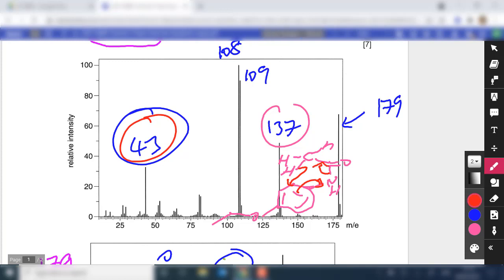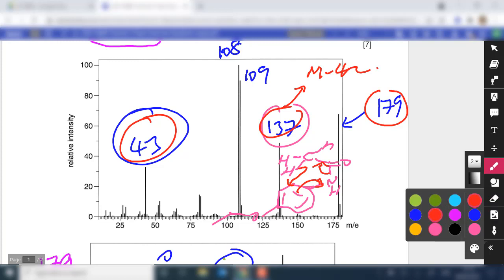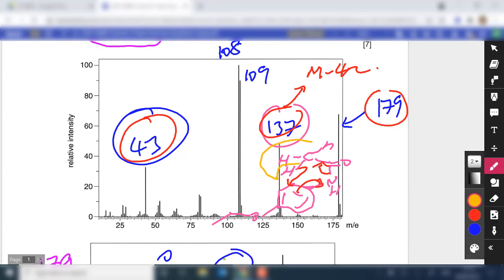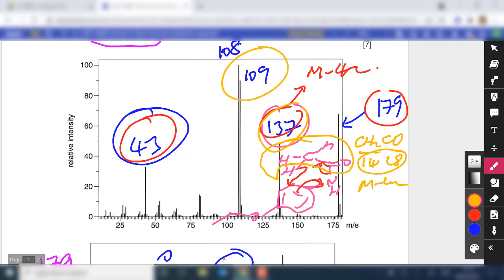Okay, so in this case, if you take a look at 179 minus 137, this is actually an M minus 42 peak. And if you look at my McLafferty, this portion, I am actually subtracting off a CH2CO. A CH2CO, this is 14, this is 28. So indeed, I'm getting M minus 42 for 137. Okay, so I'll leave you guys to think about how we can actually get 109. Are we able to get some form of McLafferty rearrangement for 109?